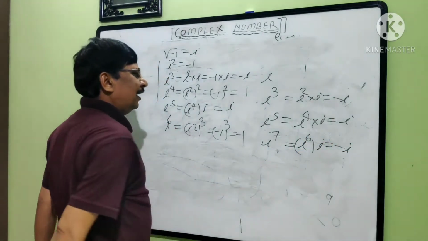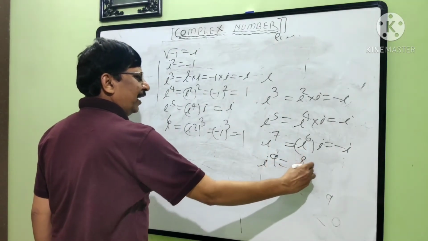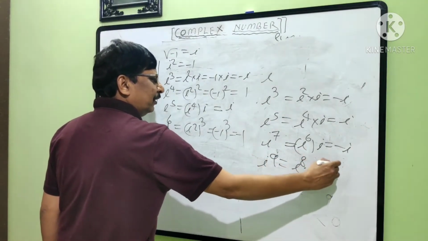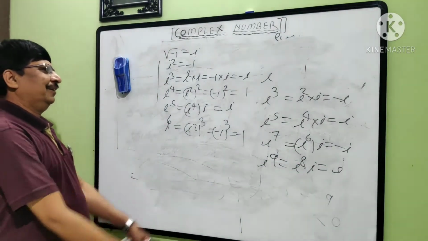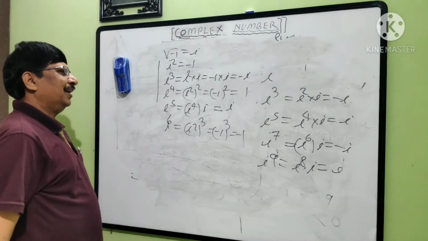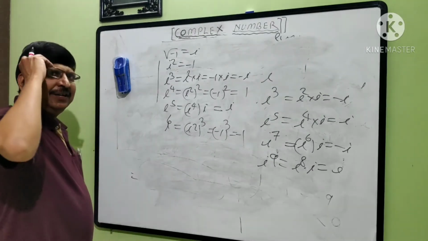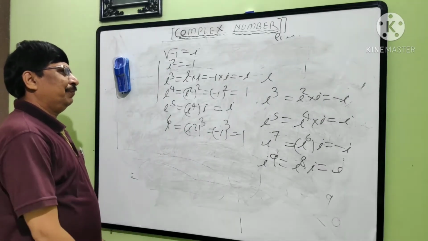Minus i. Again, i raised to 9: i raised to 8 into i, that is 1 into i, that is i. Means if the power is odd, definitely it is plus i or minus i. Or if the power is even, then definitely its value will be plus 1 or minus 1, means it will be purely real.